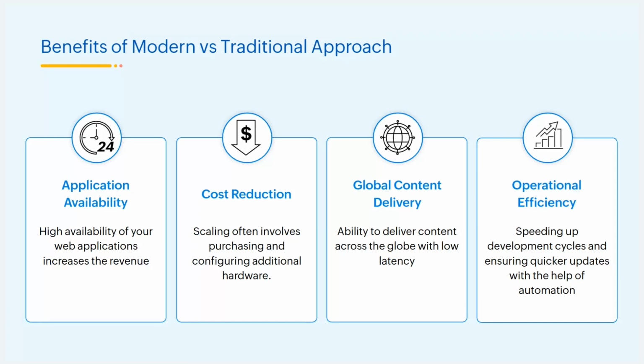Adopting the modern approach to building applications will offer advantages such as availability, cost reduction, global content delivery, and efficiency. Now, compared to the traditional methods, cloud computing, automation, and modern architectural principles are key factors that contribute to these benefits. So it enables businesses to stay competitive and responsive to changing demands. The modern approach benefits, such as scalability, reliability, and global reach, contribute to higher availability when compared to the traditional approach.